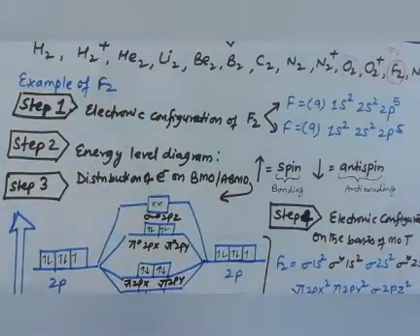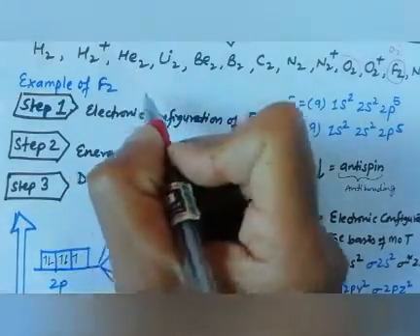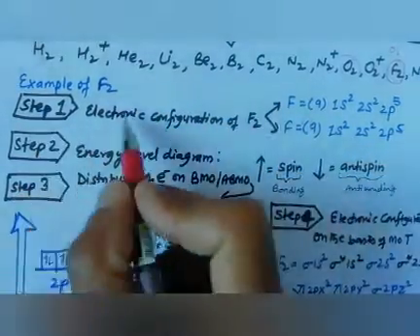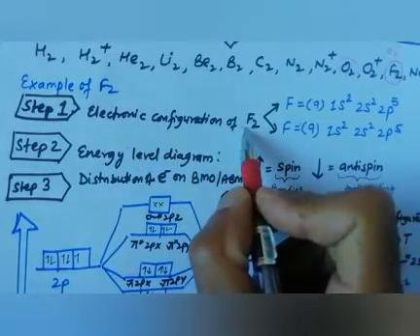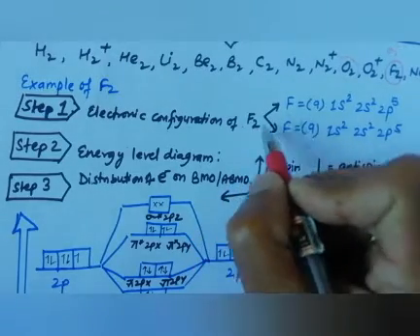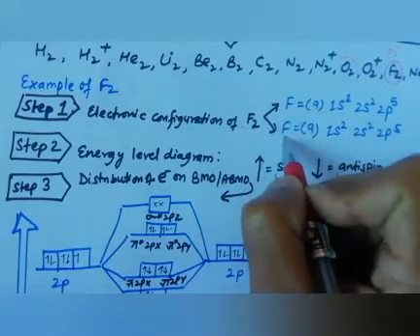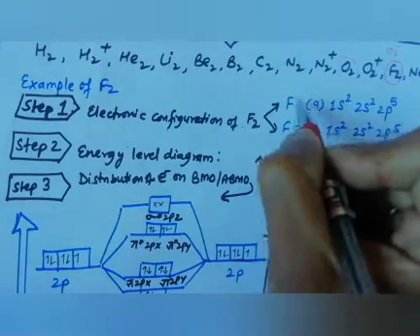So dear students, the example of F2 I am taking, F2 is fluorine. Very well you know the first step is electronic configuration of fluorine. How many fluorine atoms are there? 2 fluorine atoms are there in a fluorine gas molecule. So we will write these 2 fluorine separately. This is first step, this is F, this is F star.